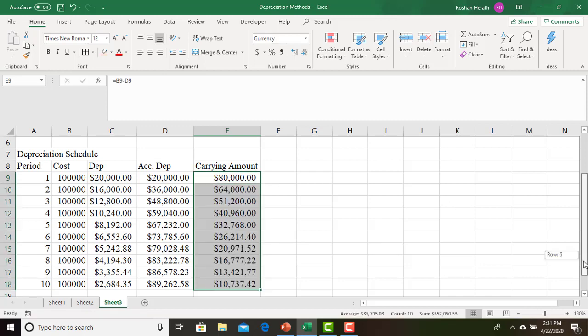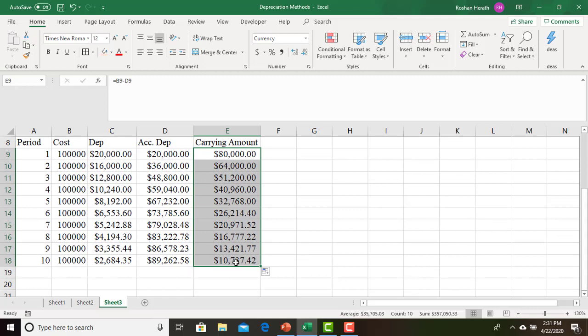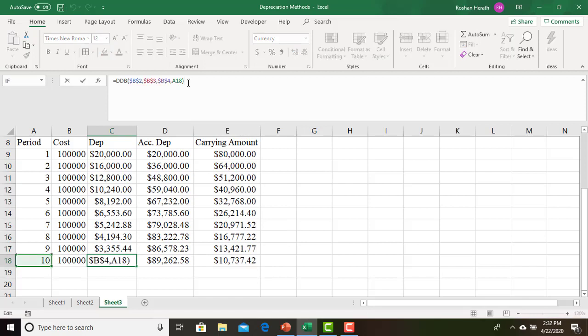And here also you encounter the same problem, with a little difference. This time you have under depreciated. Then you know how to adjust that. You may go to the final year depreciation and manually adjust it. This time you have to add 737.42.